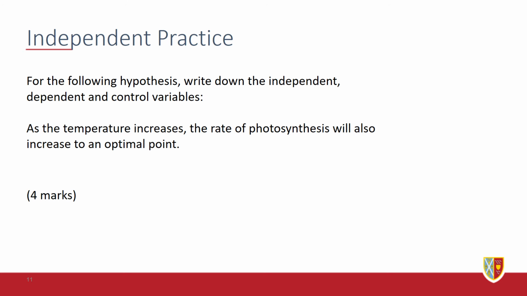We've got our hypothesis here. As the temperature increases, the rate of photosynthesis will also increase to an optimal point. You need to write down the independent, dependent, and control variables. That would be the thing that you have chosen to change, the thing that you are writing down as your results that you're measuring, and things that need to be kept the same. Pause the video and have a go at that now, please.